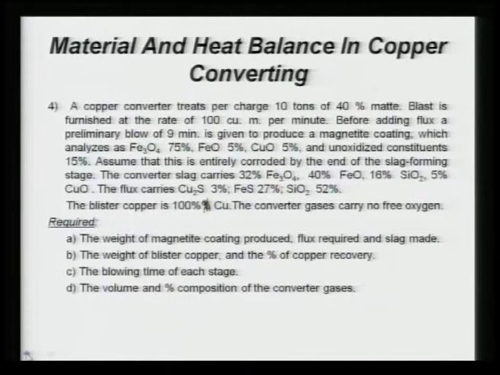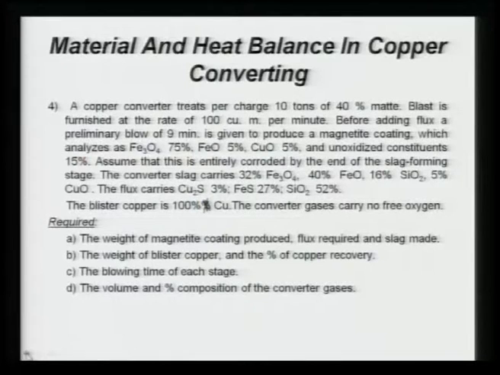The converter slag carries 32% Fe3O4, 40% FeO, 16% SiO2, 5% CuO. That means at the end of the coating formation stage, you enter into the slag forming stage. Assuming that the composition of the coating, which is Fe3O4, FeO and so on, is given, it is all converted into a slag whose composition is 32% Fe3O4, 40% FeO, 16% SiO2, 5% CuO. The flux carries Cu2S, FeS and SiO2, their percentages are given. The blister copper is 100% copper. The converter gases carry no free oxygen.